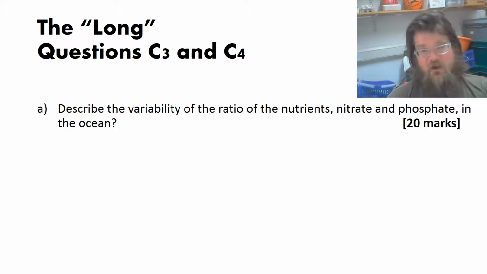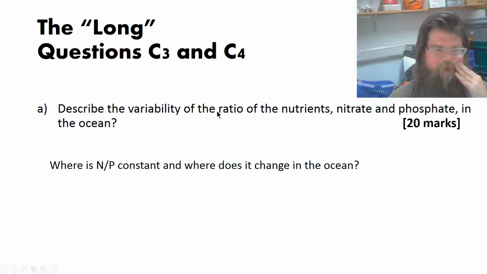So the first part, describe the variability, the ratio of nutrients, nitrate and phosphate in the ocean. And the key part of this question, which was a little bit missed by some people, was this word ratio. What we were asking is basically, what is the N to P ratio, why is it constant, and where is it not constant? That's the question we were really asking.